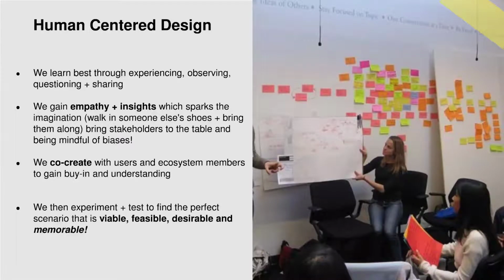We gain empathy and insights, which sparks our imagination, by bringing stakeholders together at the table, and remember to be mindful of biases. We bring people together primarily to co-create, working with our users and the other stakeholders in the ecosystem. It gains buy-in and deeper understanding. And we then experiment and test to find the perfect scenarios that are, again, viable, feasible, and desirable, and most importantly, memorable.